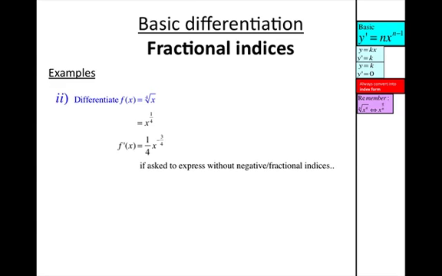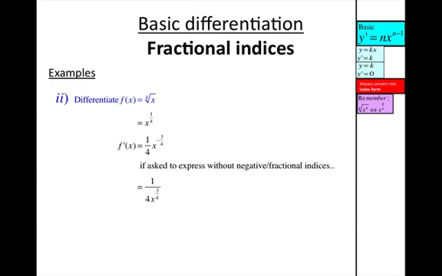So how do we do that? Well, the first thing we've got there, we've got that negative index. So let's get rid of that. We'll take the whole x and its indice to the bottom and get rid of the negative. So that becomes 1 on 4x to the 3/4.